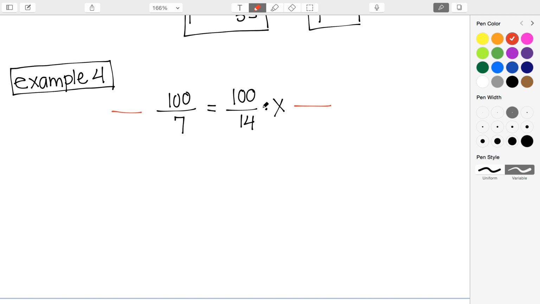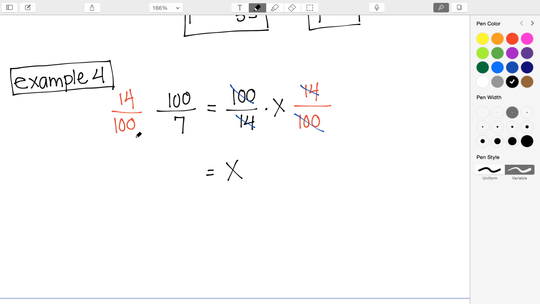So how do I get rid of a multiplication of 100? Well, I divide both sides by 100. How do I get rid of this division of 14? Well, I multiply both sides by 14. Over here we can see that the 100 cancels and the 100 cancels. The 14 cancels and the 14 cancels. So on this side, I'm left with just an x.